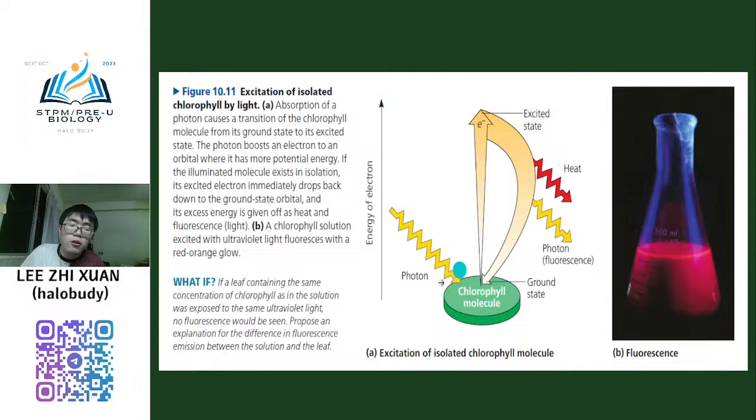Meaning that this chlorophyll molecule absorbs light, right? The photon is absorbed, so that the chlorophyll's electron goes from ground state to excited state. And then it will release the energy. The excited state, we know, is unstable, right? When it is unstable, it will return to its ground state, and this process will release heat energy and also light energy. So the light energy we know as fluorescence.